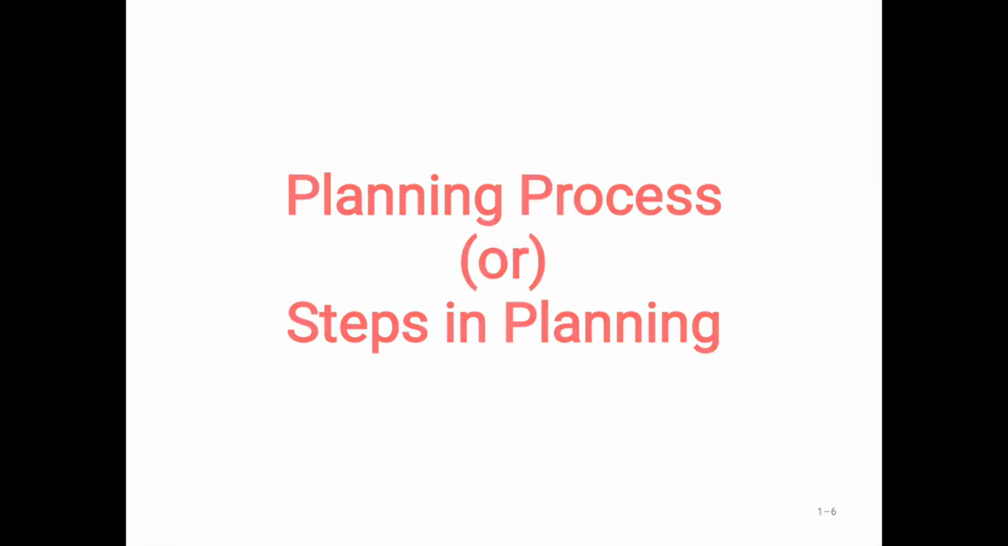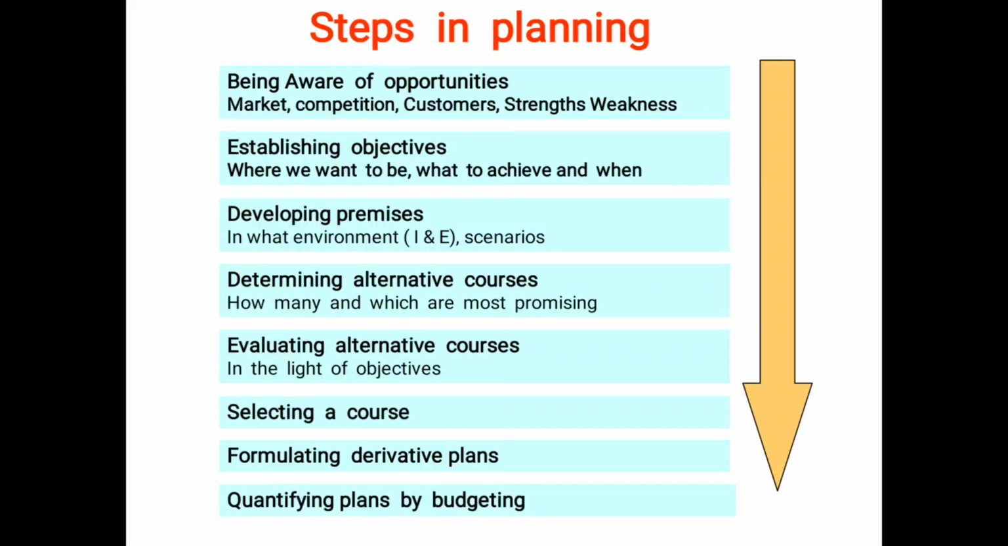The steps of planning are: first, identification of opportunities and the establishment of objectives or goals; then developing the planning premises, identification of alternatives, and evaluation of alternatives; selection of the best course of action, formulation of derivative plans, and establishing a sequence of activities.